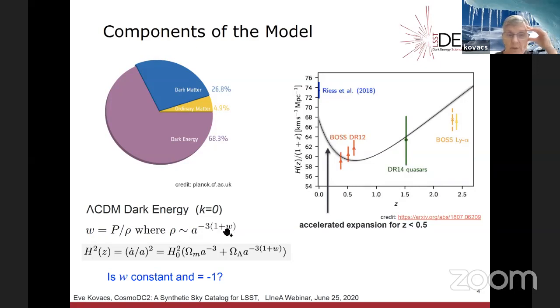So you see, if W is exactly -1, then what we end up with in the Hubble law is this cosmological constant, because the a dependence completely cancels out. And this is the thing that drives the accelerated expansion of the universe that we see at small redshifts or late times. So one of the pressing questions that we really want to answer is: is W indeed a constant, and is its value equal to -1?